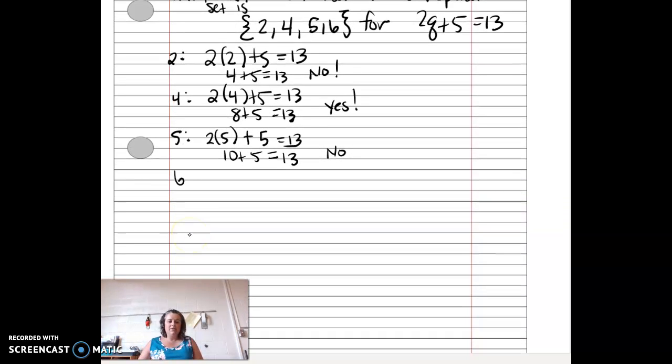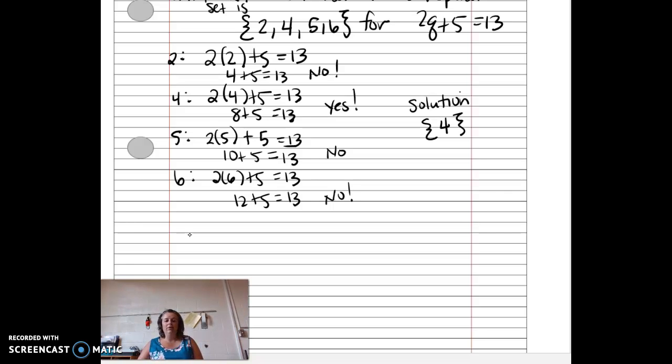And then number 6, so we have 2 times 6 plus 5. Does this equal 13? 12 plus 5, no. All right, so the only one that works was the number 4, so our solution set also gets put into brackets, is the number 4. If I had more than one, I would just list them out in brackets as our solution set.